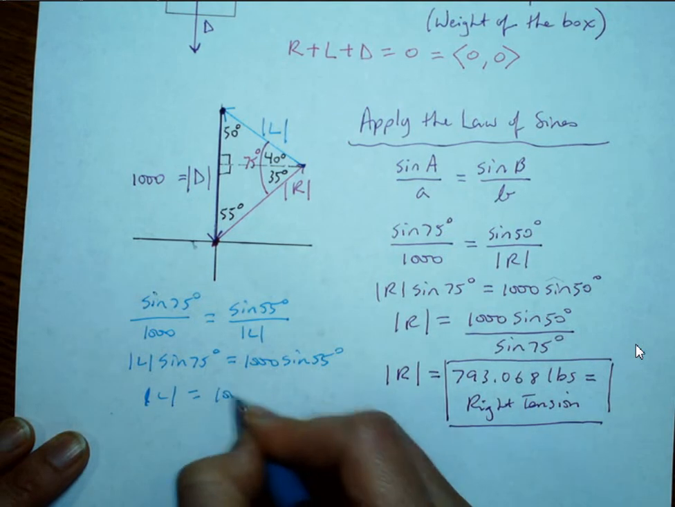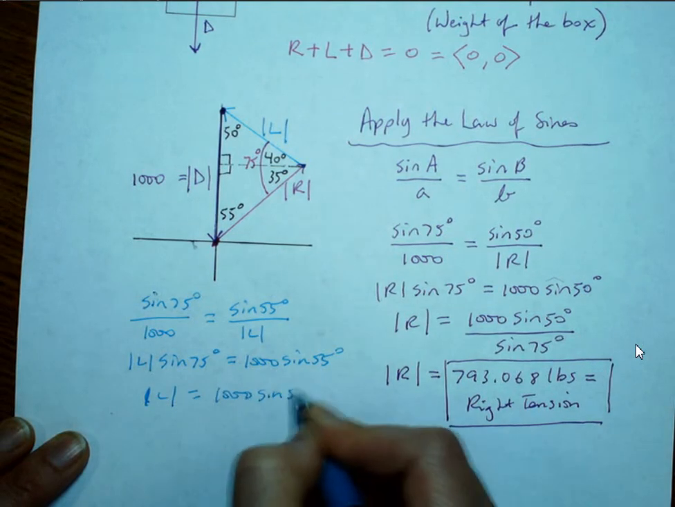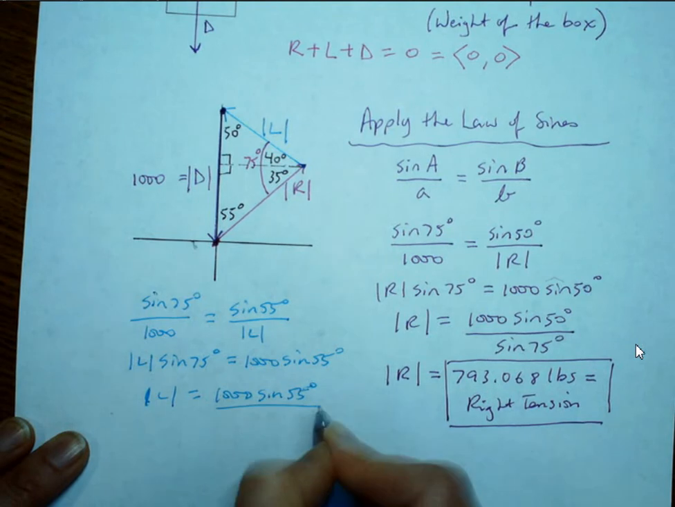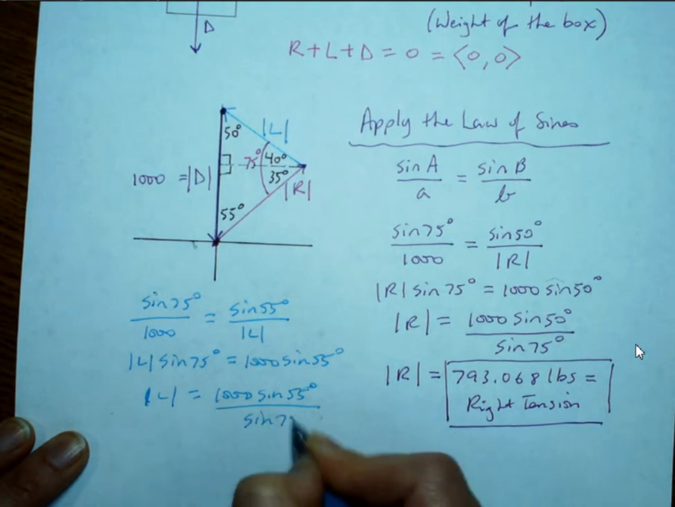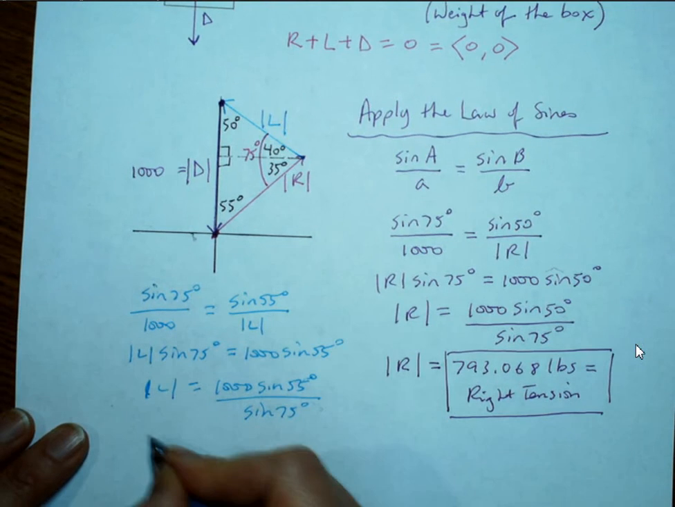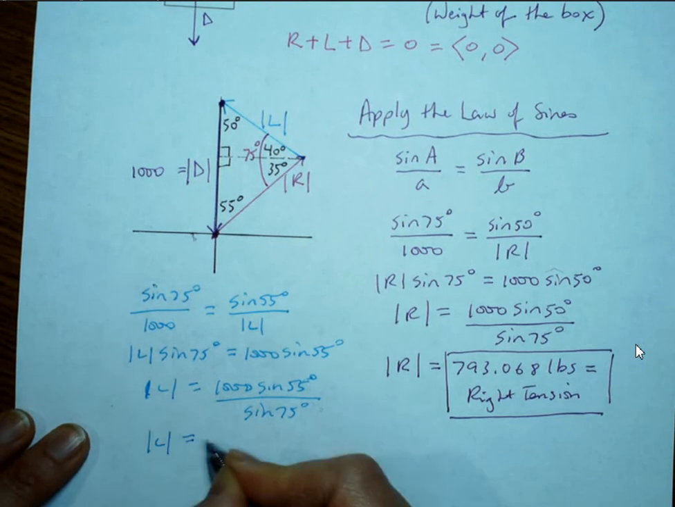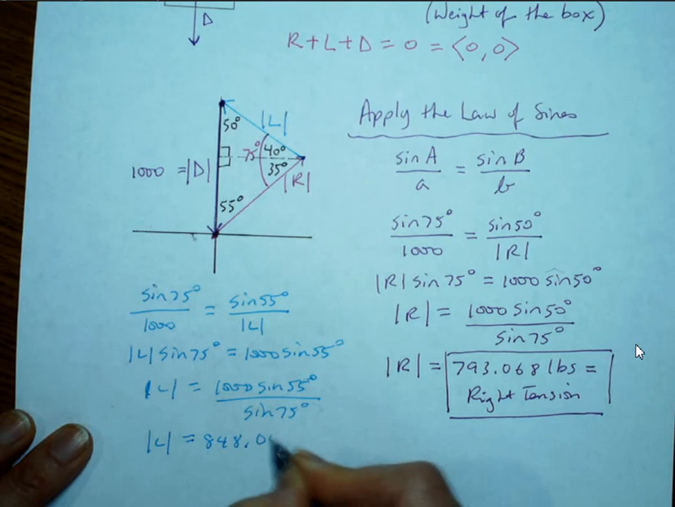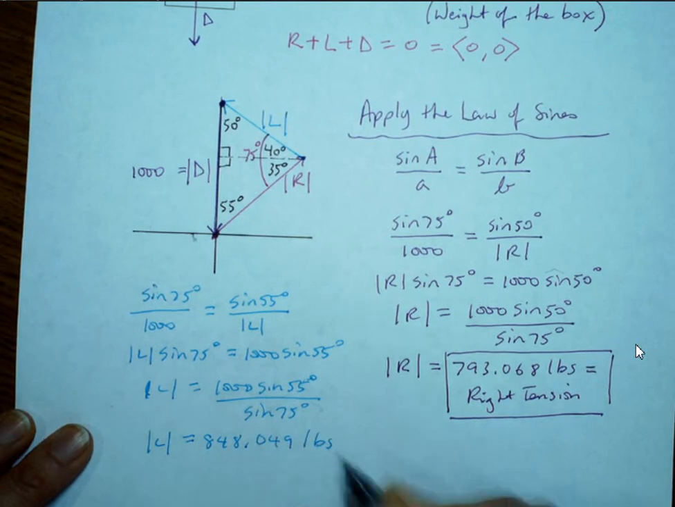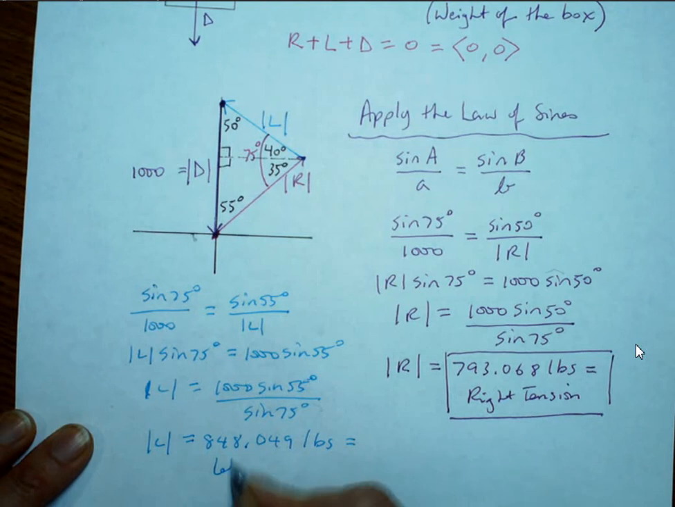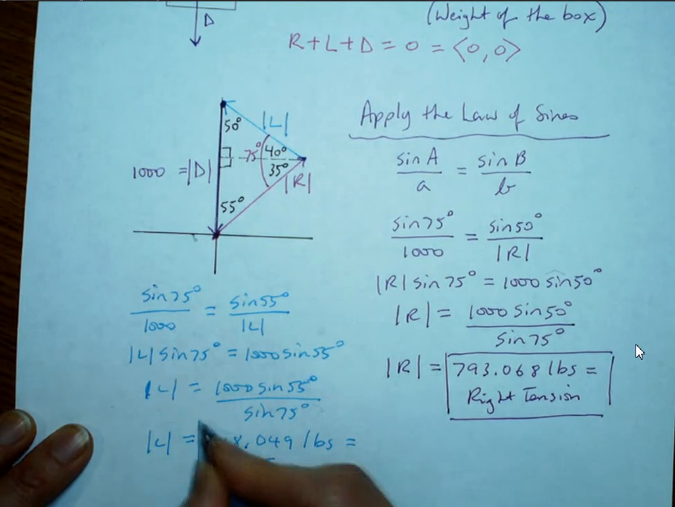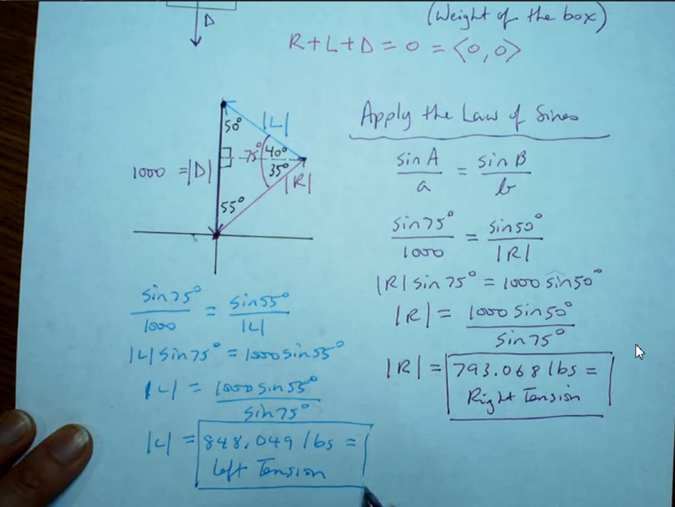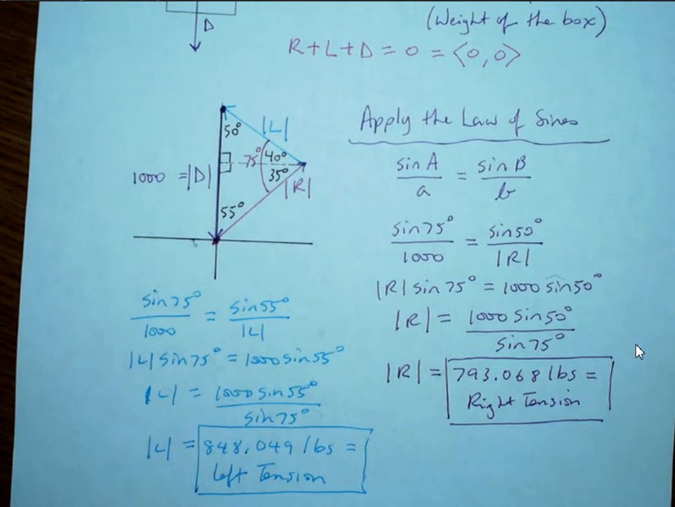Solving for L, L is equal to 1,000 sine of 55 degrees, divided by sine of 75 degrees. So my left tension comes out to be 848.049 pounds. So that is equal to the left tension. And that's how you solve static equilibrium problems.